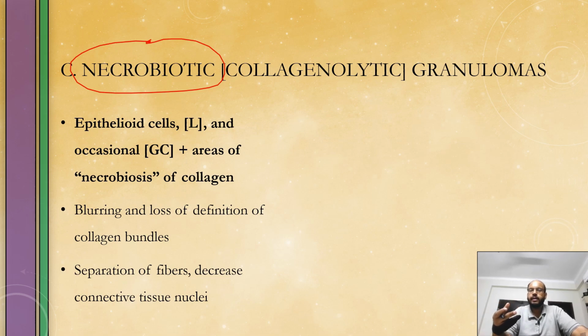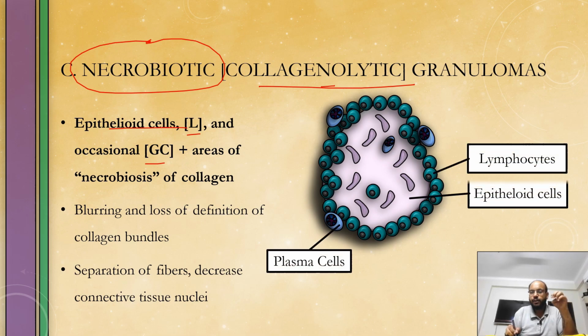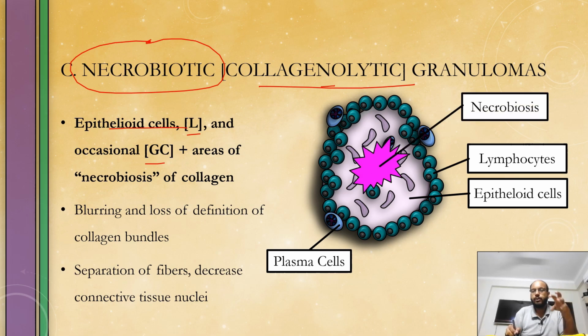And in necrobiotic or collagenolytic granulomas, you see necrobiosis. But now the term has been replaced and we use the term collagenolytic. Okay, in collagenolytic granulomas, you see epithelioid cells, lymphocytes, occasional giant cells, and in between the granulomas, you will see areas of necrobiosis. So you see granuloma with lymphocytic rim, epithelioid cells, few occasional plasma cells, and in the center, you will see necrobiosis.